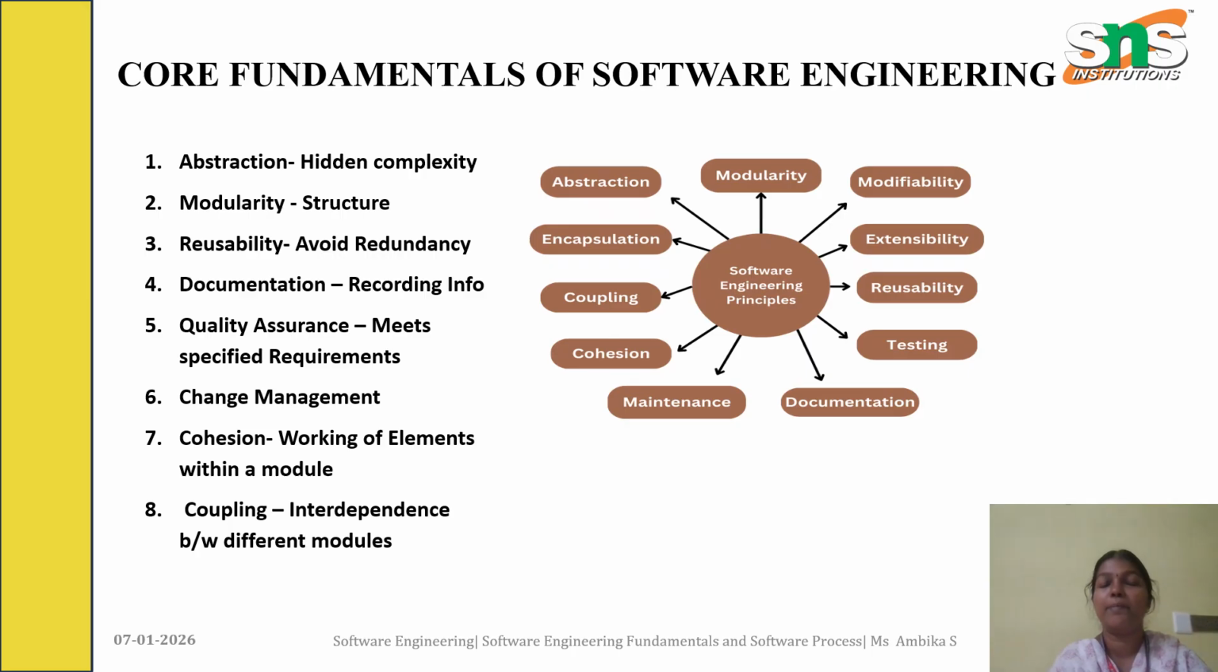Cohesion measures how strongly the elements within a module are related to each other. Next is coupling. It refers to the interdependence between different modules. Coupling should be low, while cohesion should be high.